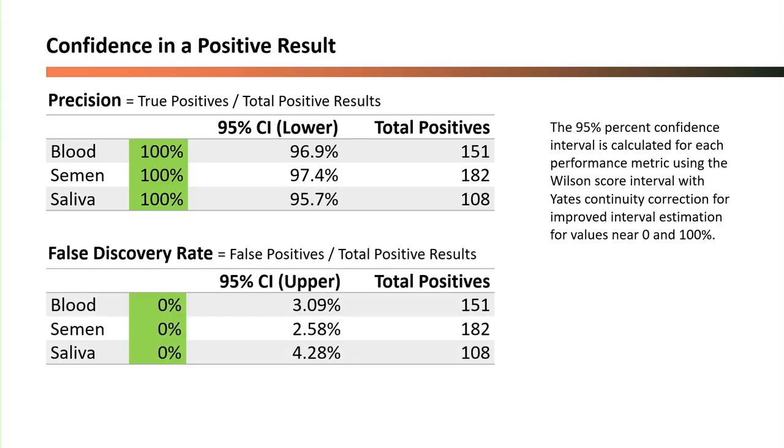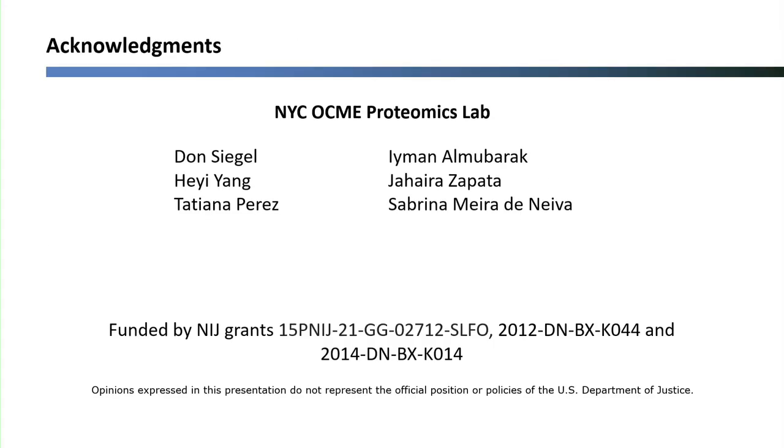And finally, including the false discovery rate, this is just the inverse of precision. It's a little bit more intuitive to talk about. You say your false discovery rate is 0%. That's a fairly easy to interpret statement. And the upper bound of that 95% confidence interval is just going to be the inverse of the one on precision. So between 2 and 5% for each body fluid. So all that to say, essentially, the specificity, the confidence in a positive result of this assay is very high. If we test something, we say it has blood in it, we can be very sure, based on these results, that it's definitely blood. And that's all I've got for you.